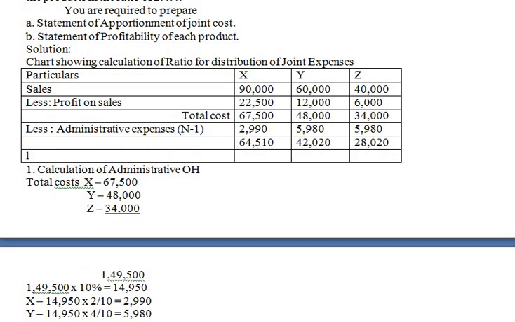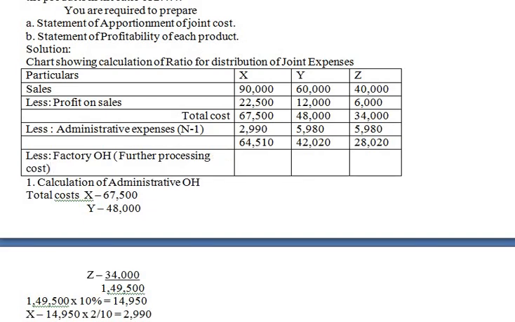Now from this less factory overheads, or in bracket you can show further processing cost. Further processing cost is already given in the problem: 6,000 for X, 5,000 for Y, and 4,000 for Z.